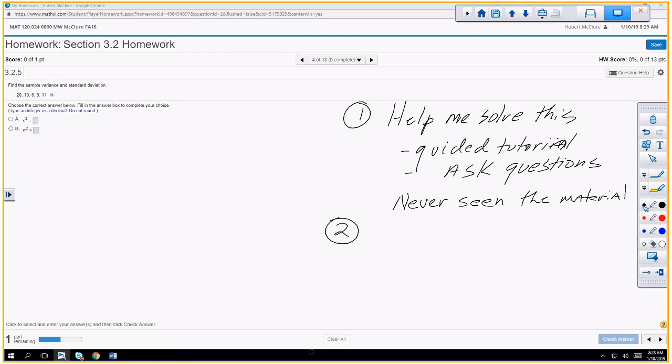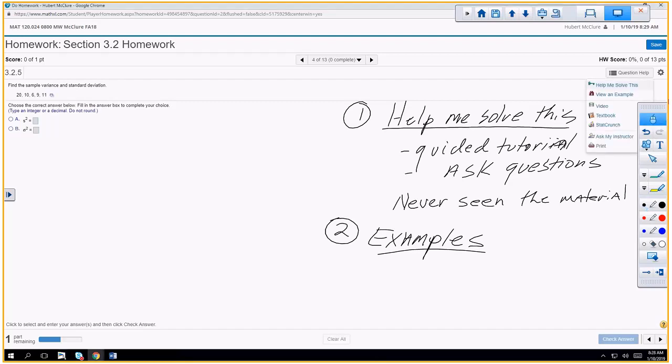So the second one is called example. Show me an example or something like that. That's the one most of you will use, okay? Help me solve this, an example. I think it's the second one. Let me see. View an example, okay? View an example is the tutor that goes in. Here's, is this a marker? Probably. Okay. Here's the view an example tutor.